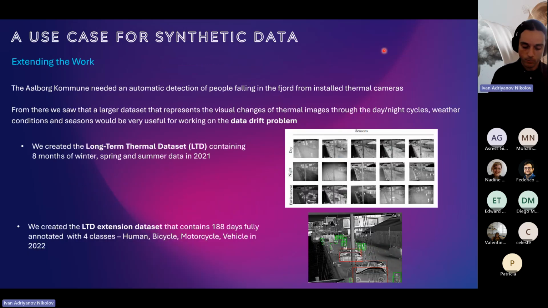And while we were creating this, we called it the long-term thermal dataset, where we captured around 8 months of winter, spring, and summer data in 2021, where we had people, cars, and so on walking around. And we tried to annotate it with some humans, bicycles, motorcycles, vehicles. The big problem here, again, something that showed we needed more synthetic data, was the annotation of so much data, 8 months.